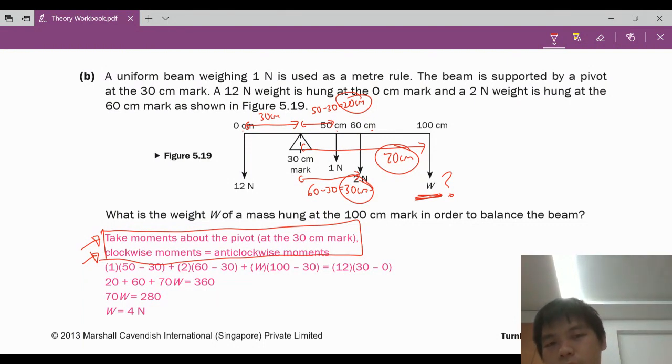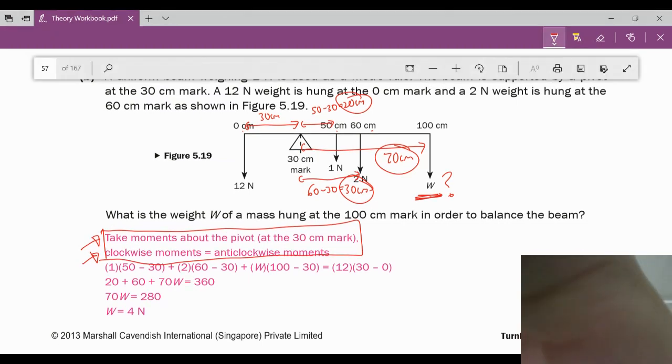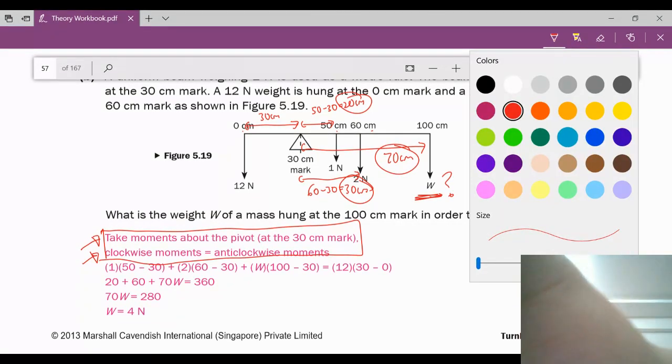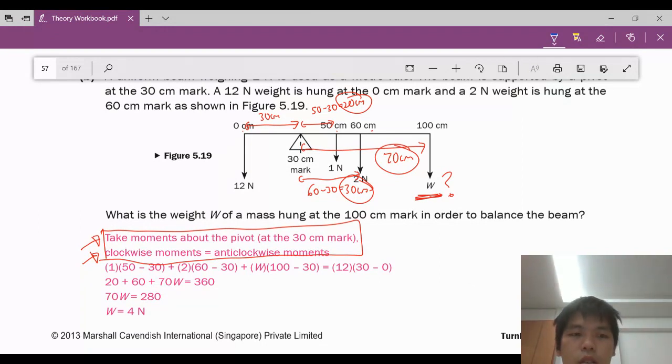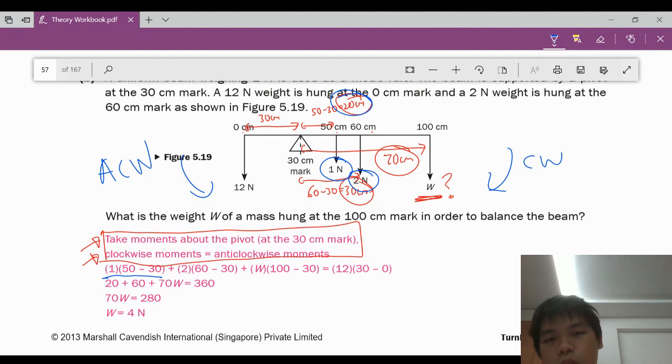Let me see if I can change my color. Okay, let's change to blue. So we have 1 times 20. So here, 1 times 20. This is for the clockwise moments. The other one is the anti-clockwise moments. Next, we have 2. 2 times what? 2 times 30. Next, we have W. W times what? W times 70.